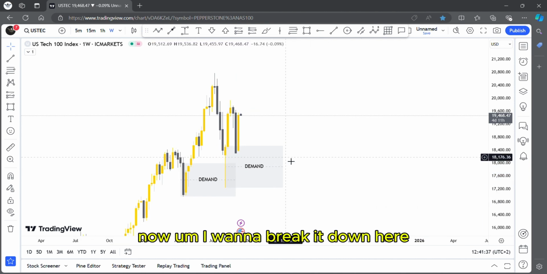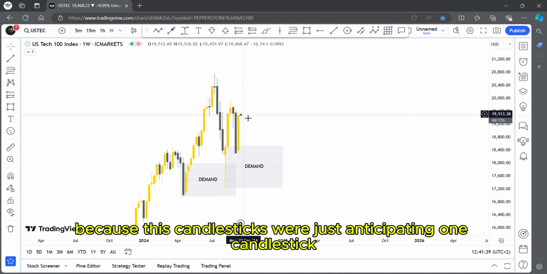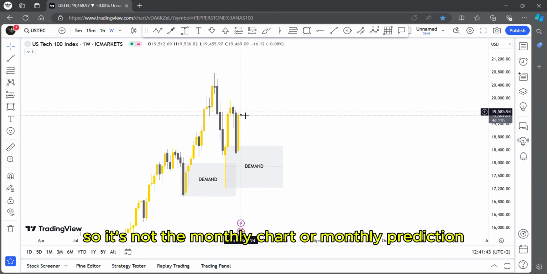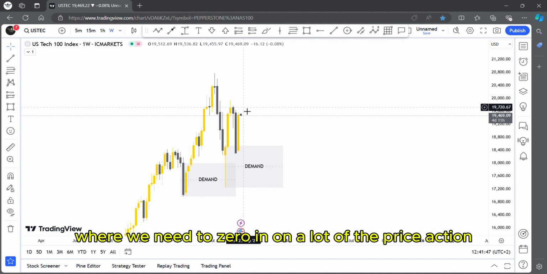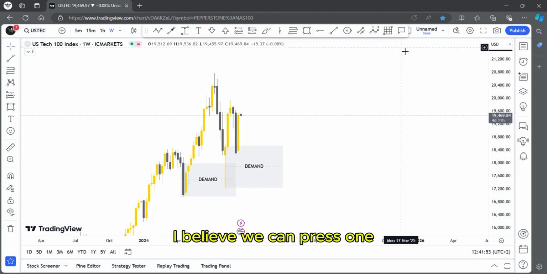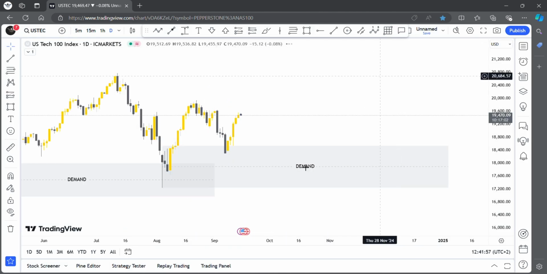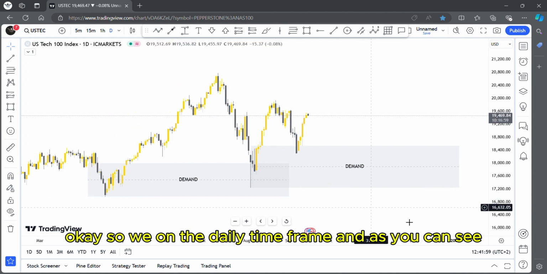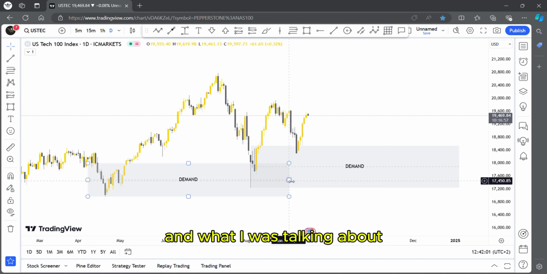Now I'm going to break it down here because with this candlestick, we're just anticipating one candlestick, so it's not a monthly chart or monthly prediction where we need to zero in on a lot of the price action. Now let's go into the daily here. I believe we can press 1. There we go.